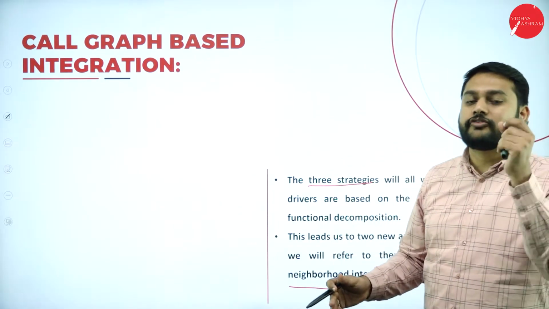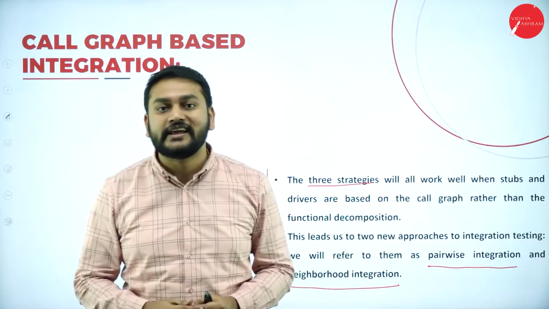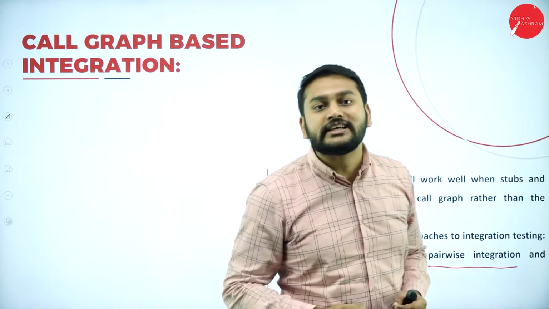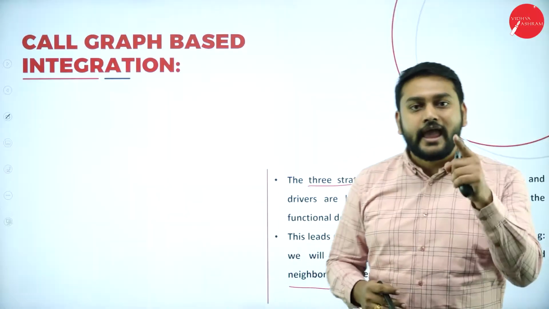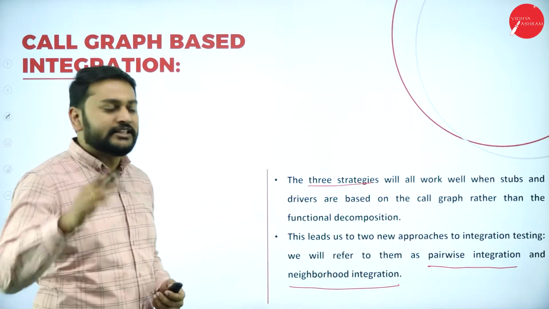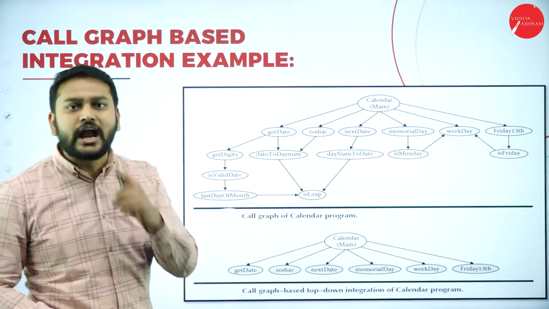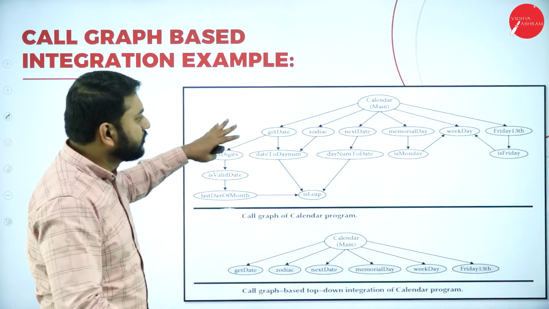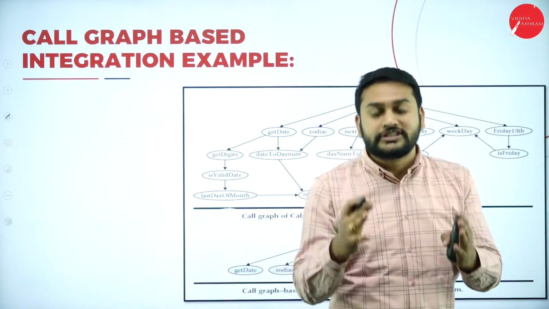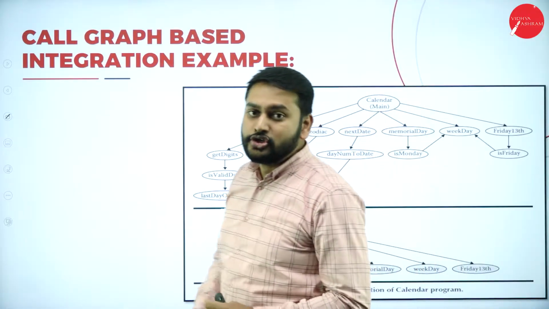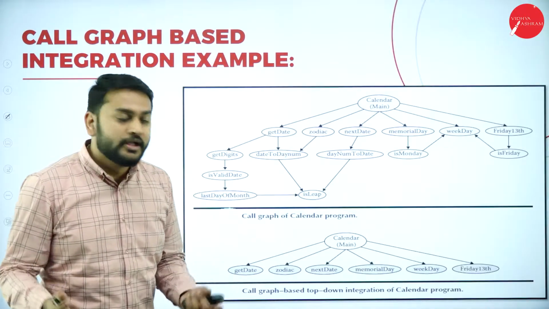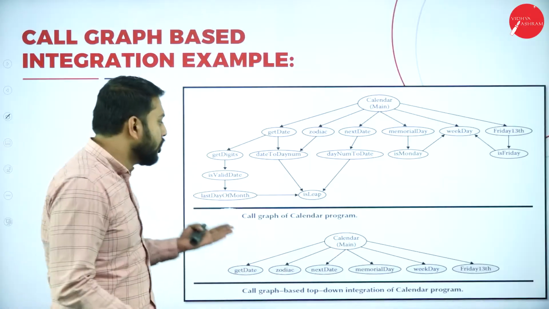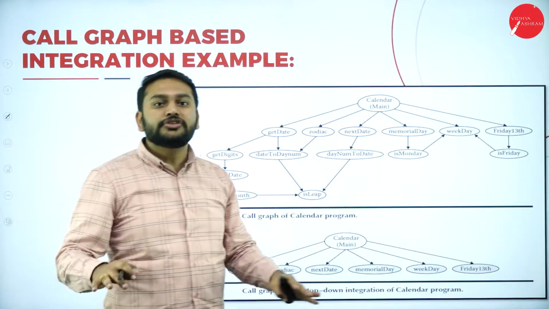These are the two important topics you need to remember with respect to call graph-based integration. When I'm performing call graph-based integration, I will have two different types of integration. The first one is pairwise integration, and the second one is neighborhood integration. So what exactly is this? Let's check. Before I start pairwise integration, I would like to show you the chart which I'm going to discuss. Please observe. This is the calendar example, which I was using to discuss functional decomposition in my previous session. I have the main program and I'm splitting that into subsystems until I have the individual units. This is what I call functional decomposition.